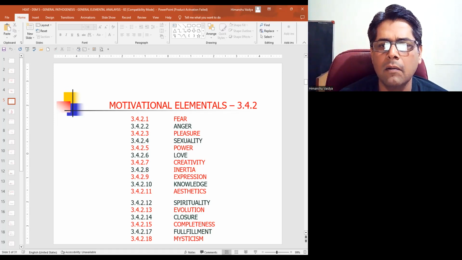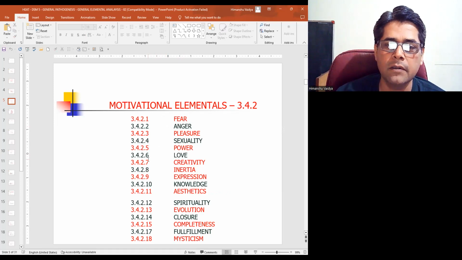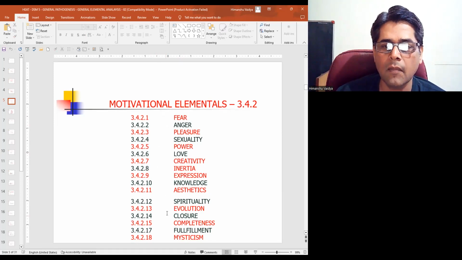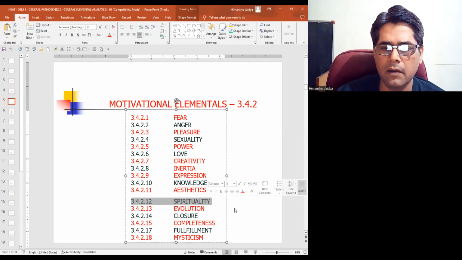The motivational elementals in the bipolarity: 2.1, 2.2, 2.3. 2.6 is always important in healing, but may not be so in causality, or it may be that 2.6 is important. So we see 2.1, 2.2, 2.8. 2.8 is very important, and 2.12. So here this becomes important as an exception.